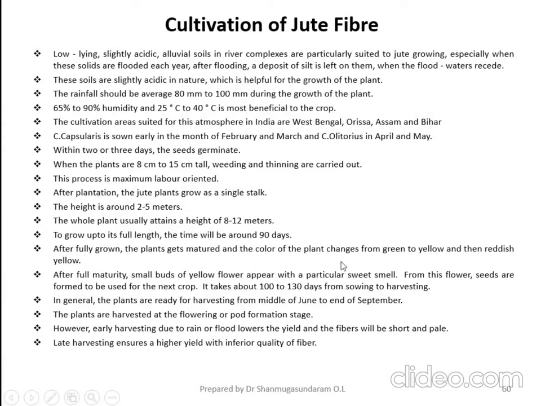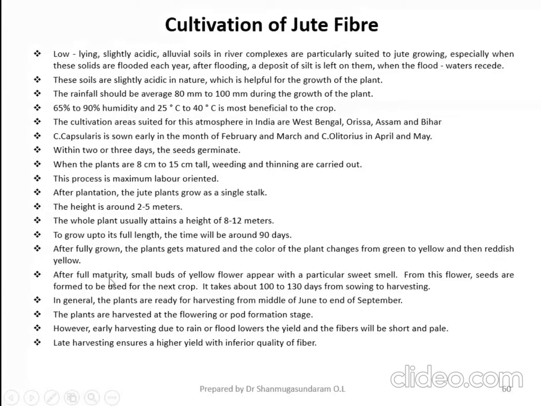The color of the plant changes from green to yellow and then reddish yellow. So you come to know the plant is getting matured when the color changes from green to yellow and then to reddish yellow. This indicates the fiber attains its maturity. It is ready for harvesting.